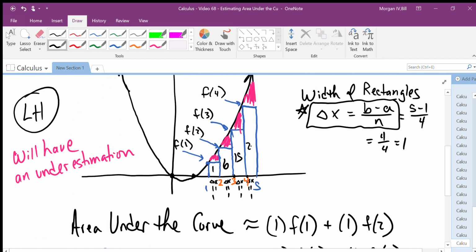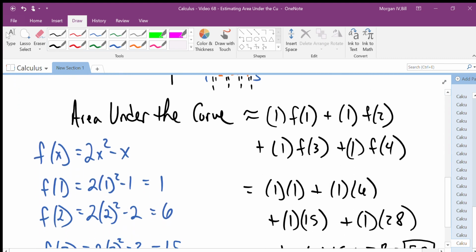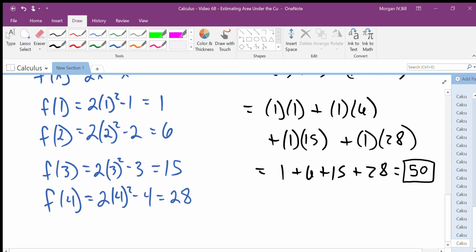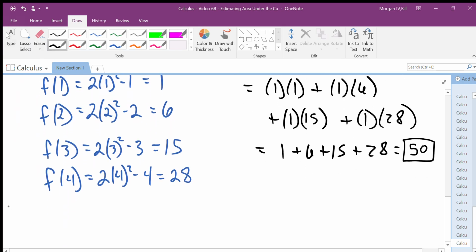And if you sum all those together, the sum of those four rectangles is 50, which we know is an underestimation of the actual area, because those didn't quite cover the entire area under the curve. Good. Let's try the right-hand side now.